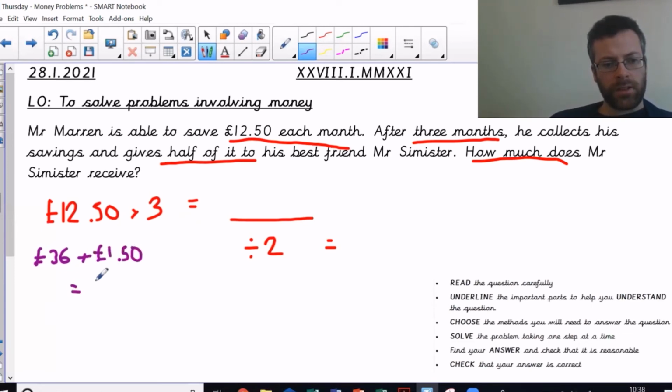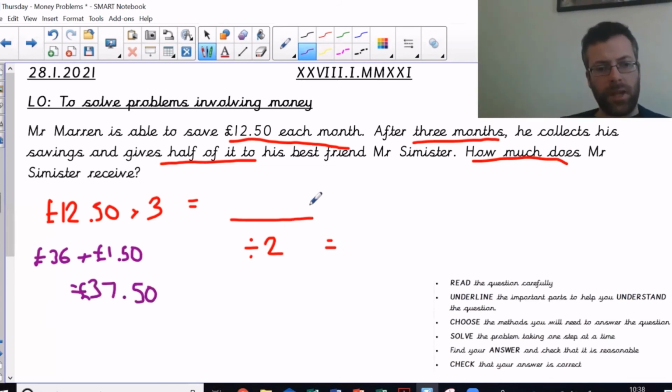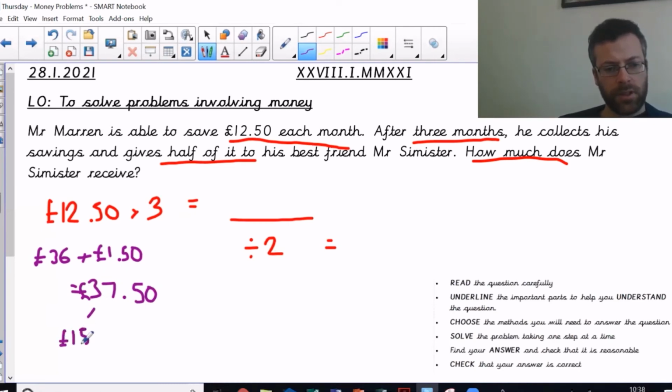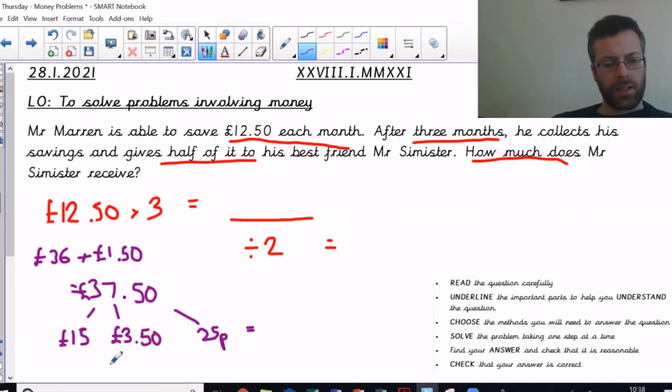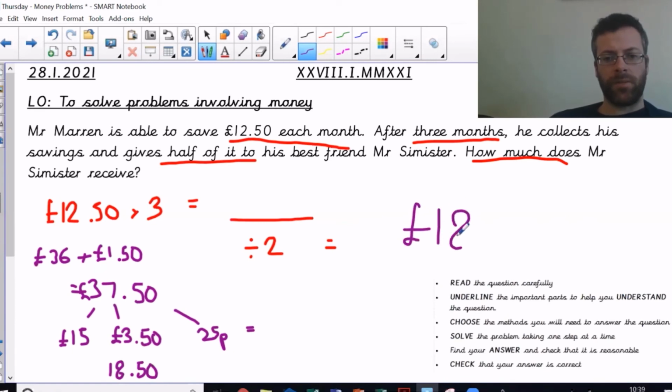So that is £37.50. And then, like it said, half of that is given to me. So I need to halve it. So well, half of £30 is going to be £15. Half of £7 is going to be £3.50. Half of 50p is going to be 25p. And then if I put that together, £15 add £3 is £18 plus 50p, so that's £18.50. Plus 20 is £18.70 plus the 5. So I think my answer is £18.75.